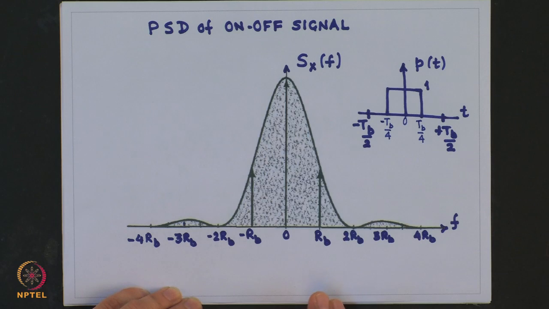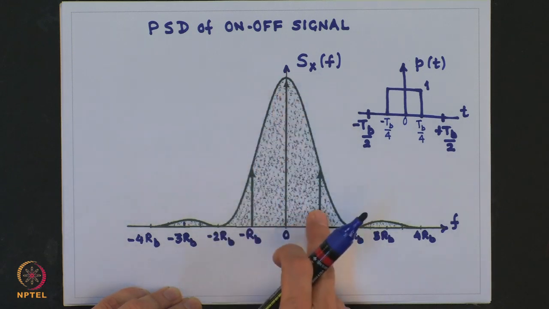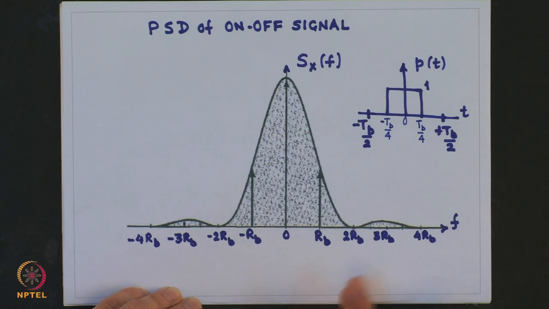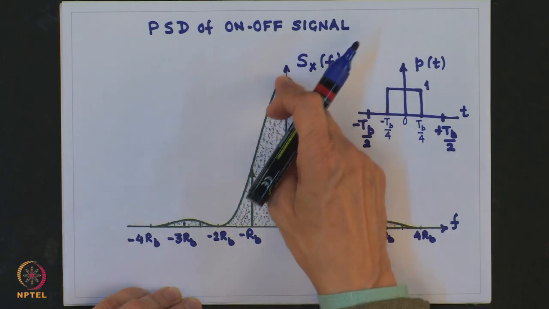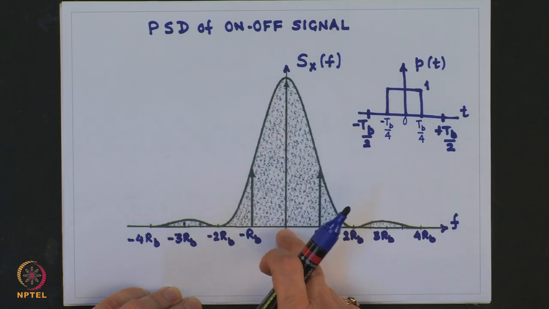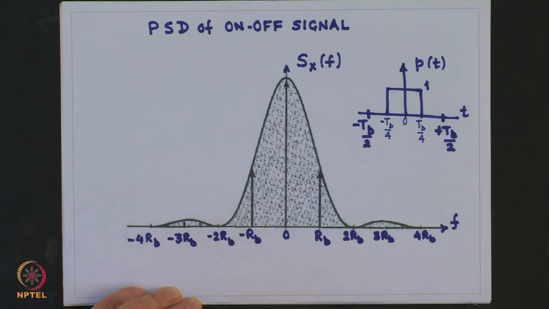This also does not have any error detection capability, but there is a clock frequency available at the rate RB and its harmonics. So this could be used for synchronization purposes at the receiver or at the regenerative repeaters. And another thing we see is that there is a discrete component at DC, that is f equal to 0.